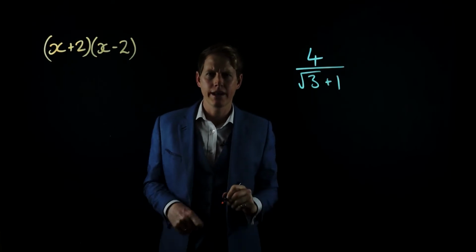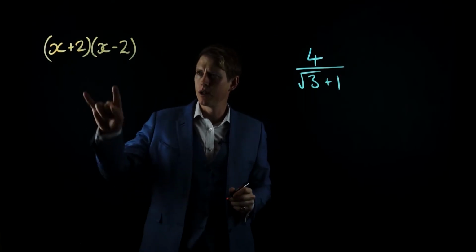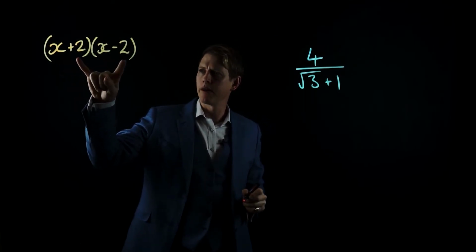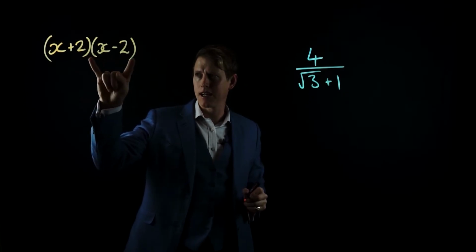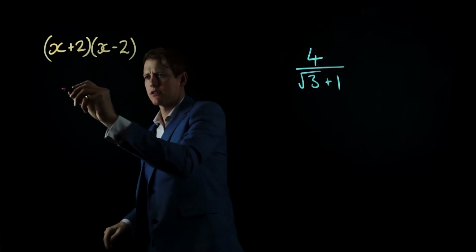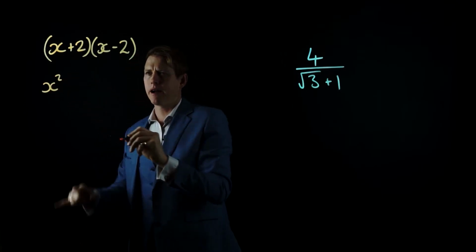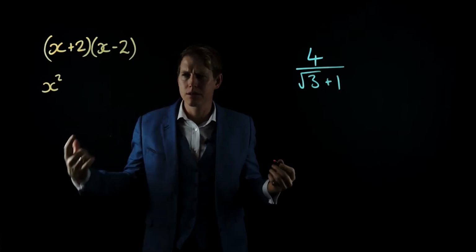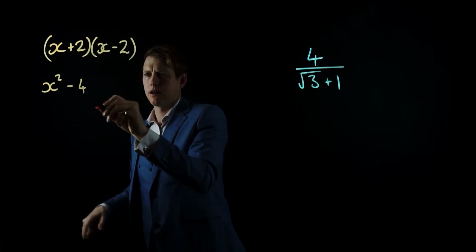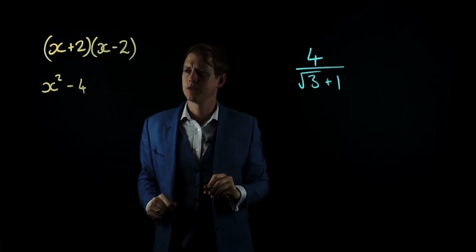What happens when I expand these brackets? Well, I get x squared, my outers are negative 2x, my inners are plus 2x, and my lasts are minus 4. So my outers and my inners cancel out. Plus 2x minus 2x equals 0. And my lasts, negative 2 times 2 is 4.